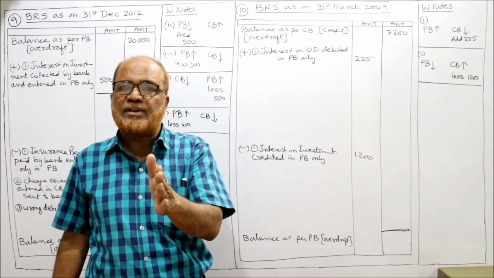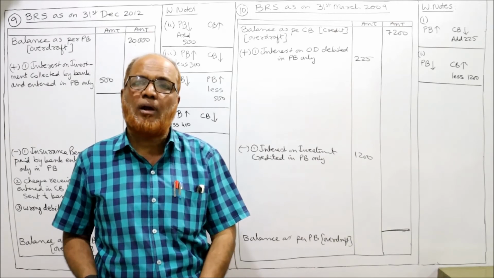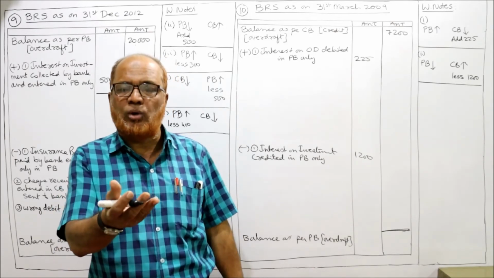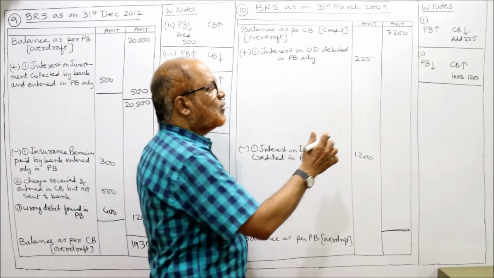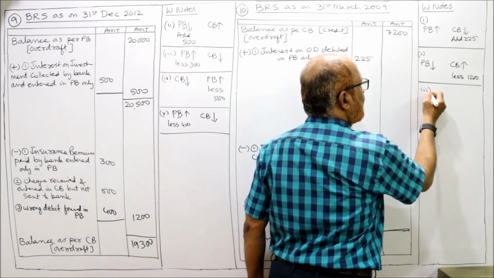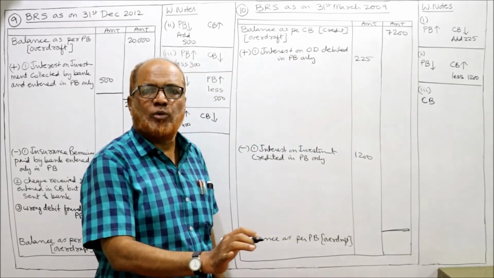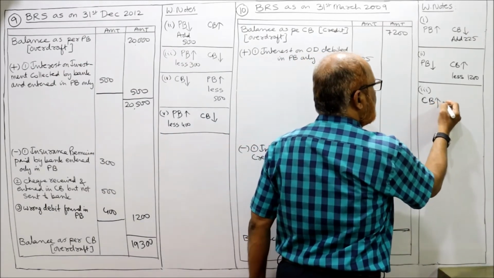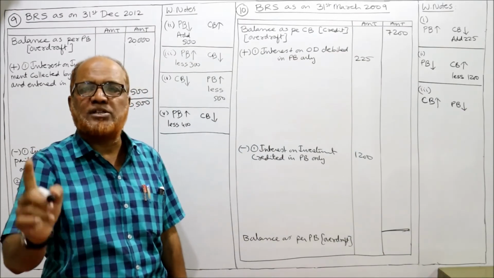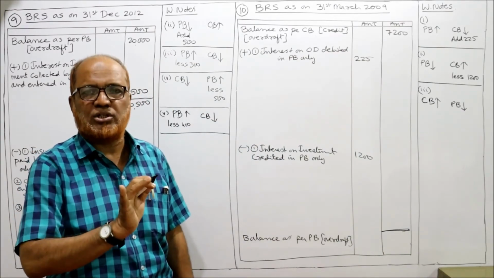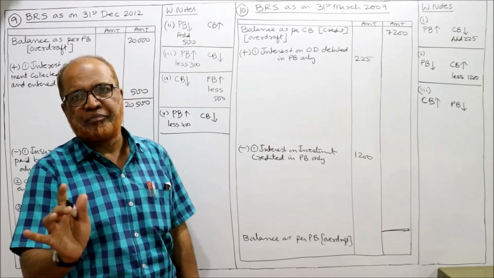So as on 31st March, the check was issued but not presented for payment. When we issue the check, we record it in the cash book, so cash book overdraft will increase. But passbook overdraft is still showing less balance because the check was not presented up to 31st March. Later on, after 31st March, it was encashed, but as on 31st March, not encashed.